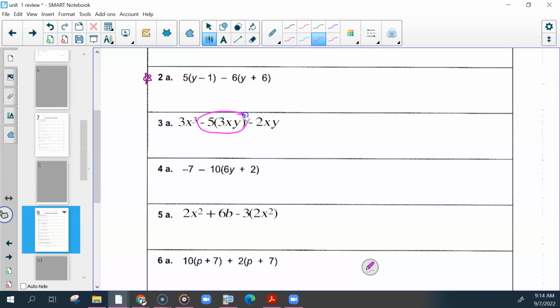Remember, you're just multiplying the numbers. Bring everything else down. So 3x to the third. This would become what? Otis. Yes. Have you used the eHOPS? Yes. Okay. What would negative 5 times 3xy become? Negative 15xy.